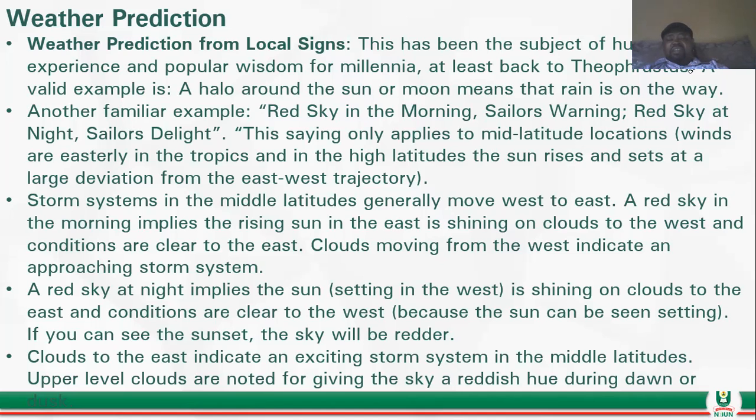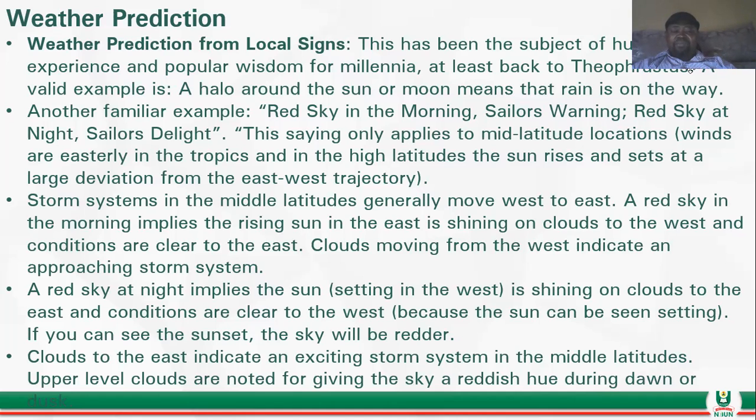A red sky in the morning implies the rising sun in the east is shining on clouds to the west, and conditions are clear to the east. Clouds moving from the west indicate an approaching storm system. I hope we are understanding this, how to predict these storms and the weather.